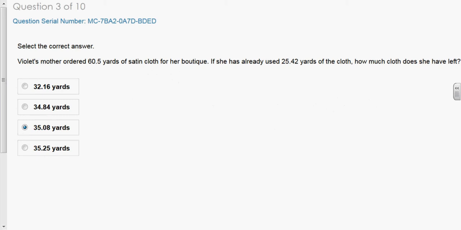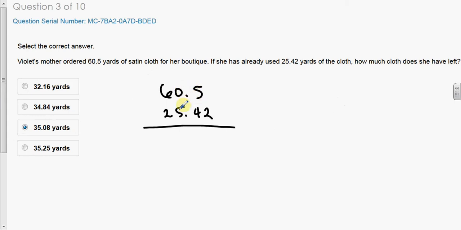Violet's mother ordered 60.5 yards of satin cloth for her boutique. If she has already used 25.42 yards of the cloth, how much cloth does she have left? We subtract 60.5 minus 25.42. The key is just lining up the decimals. The decimals for adding and subtracting are supposed to be lined up right under each other. So we're going to subtract.